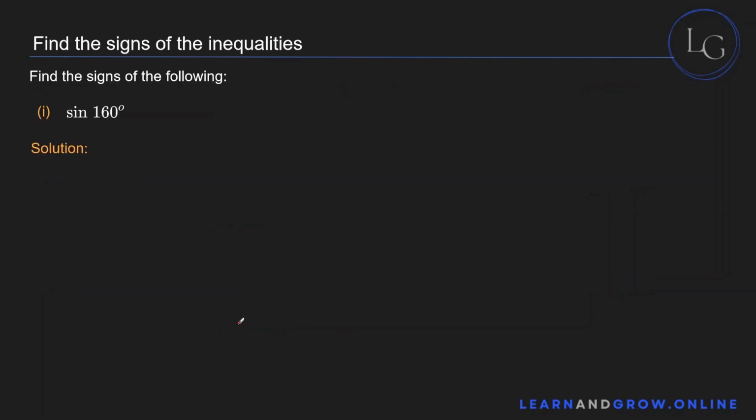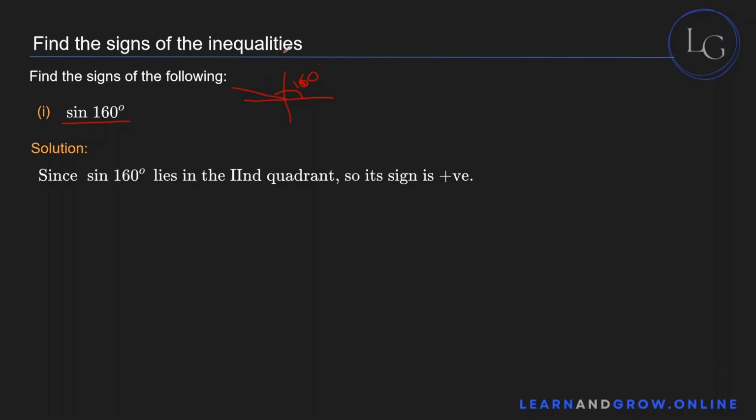And let's see. Find the signs of the following. Sine 160. If we make this grid over here, 160 lies somewhere around here. This is the angle of 160 degrees. So basically this angle lies in the second quadrant, and we know that the sine functions are positive in the second quadrant, so it is positive.